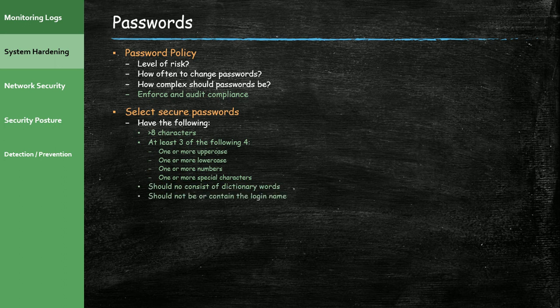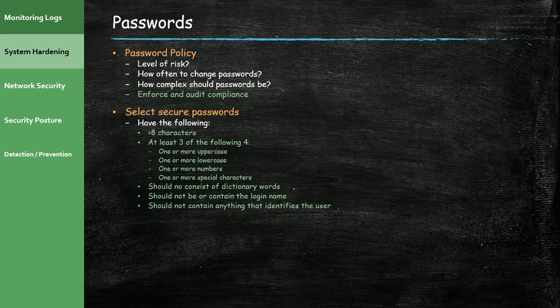It shouldn't contain the login name. For example, at Drexel, my user ID is BCG28, which isn't my real name, but I still should not use that in my password. I shouldn't make it BCG28 number 1 or something like that. That would not be a very good password because somebody could theoretically guess it. It should also not contain anything that identifies the user. So I wouldn't want my password to be Brian Green.